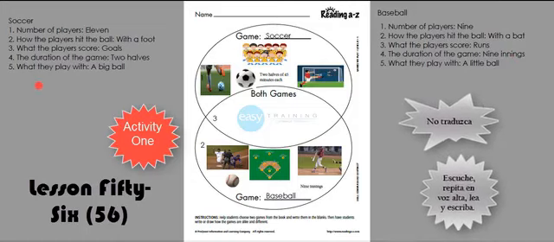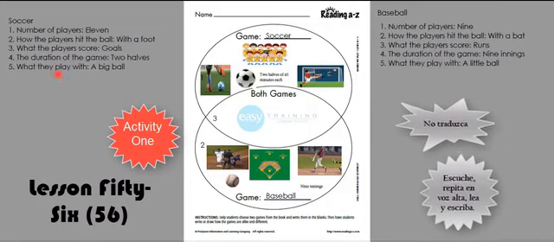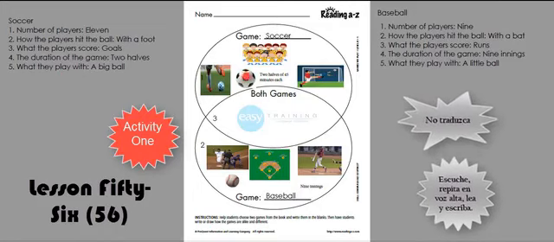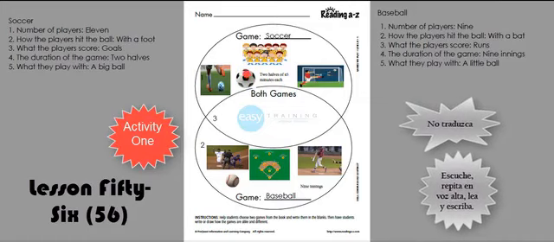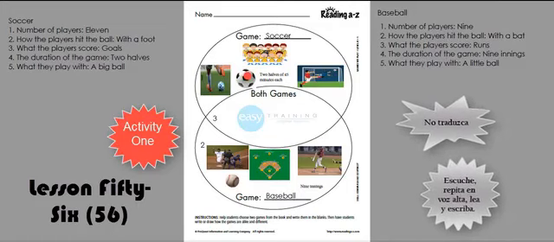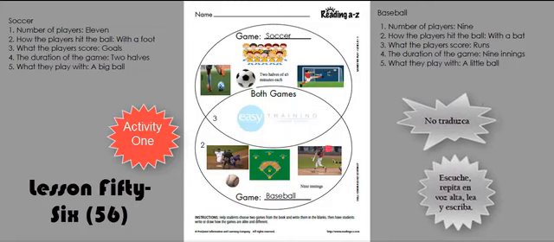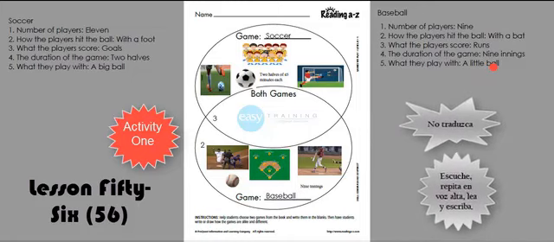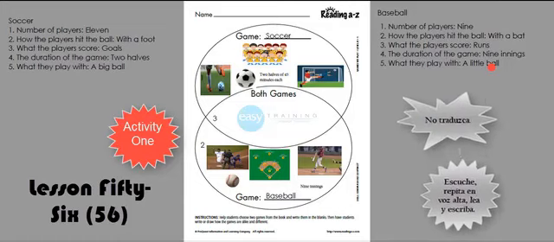And item number 5, what the players play with. Here we can see that players play with a big ball. Soccer is played with a big ball. Baseball is played with a little ball. A little ball. These are some of the differences between a baseball game and a soccer game.